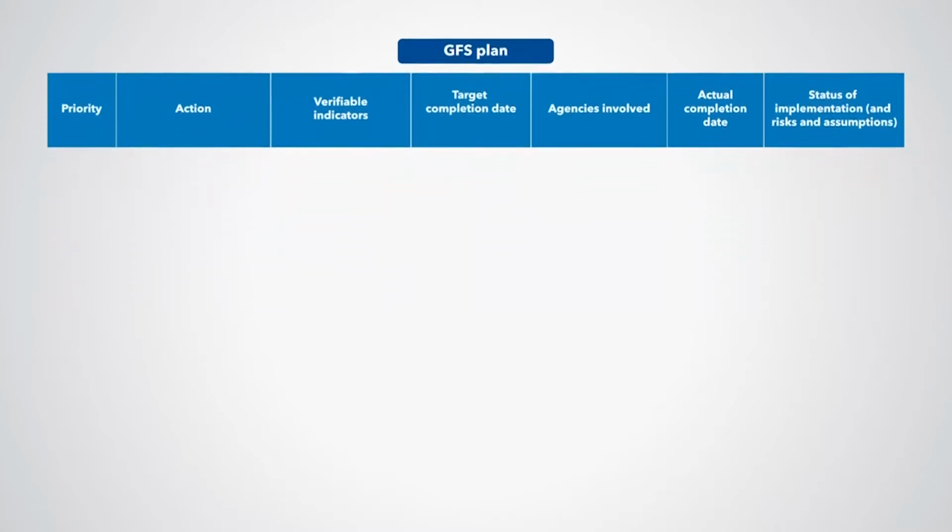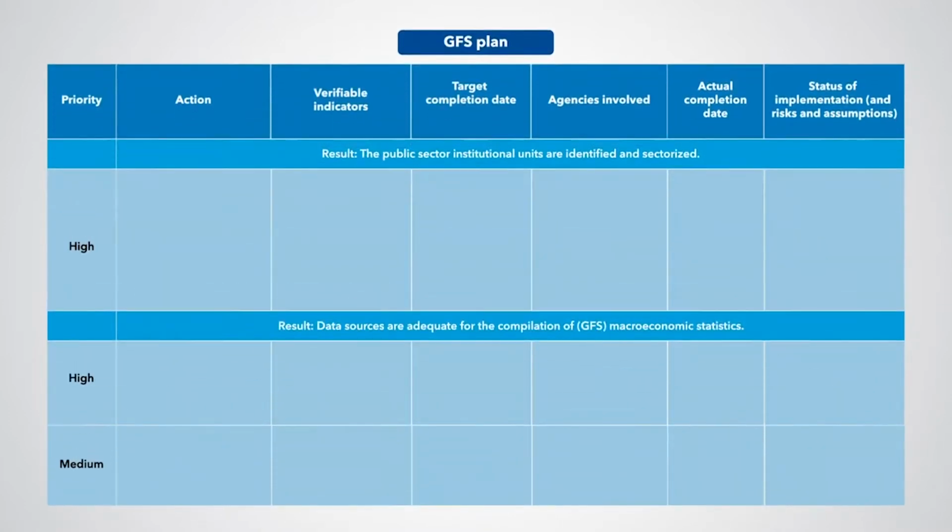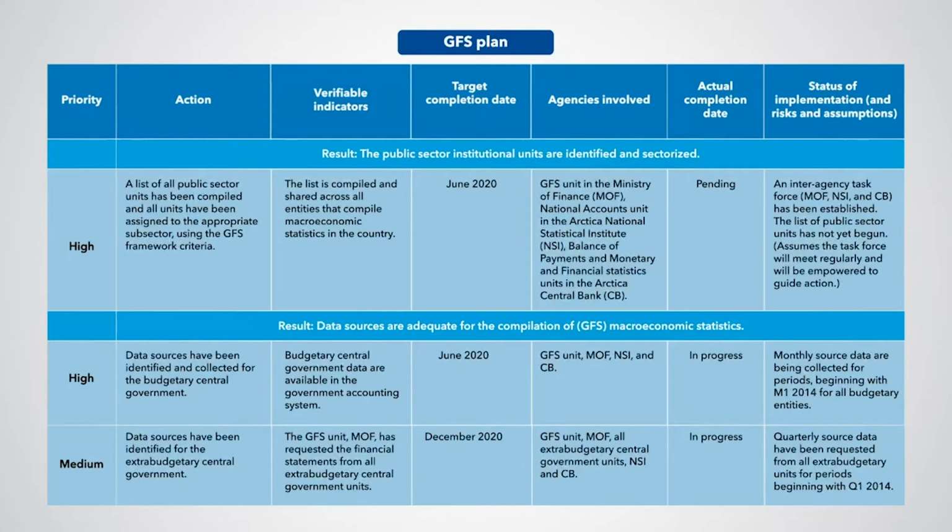In all cases, the GFS plan should be adequately ambitious, while at the same time set realistic and achievable targets. As the GFS plan is implemented, this timetable and the targeted results should be revised and kept up to date. To illustrate such a timetable, let us look at an extract of a hypothetical results-based GFS plan and timetable.